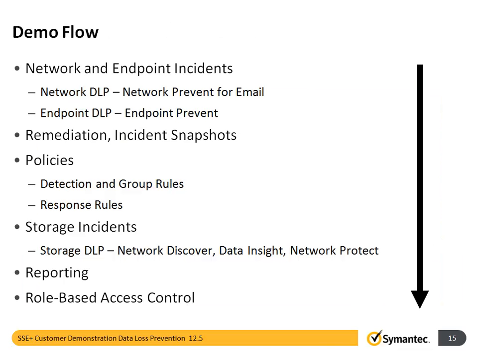Now, in the demo that I'm about to show you, we'll first look at some network and endpoint incidents. Then we'll take a look at how you can remediate incidents, including our very nice incident snapshots where all of the information about a given incident is collected in one place. We'll then dive a little bit into policies, taking a look at our detection and group rules, as well as our response rules. We'll switch gears at that point and go into storage incidents, showing you how Network Discover can scan a repository and identify and quarantine confidential files. Then we'll transition into reporting and finally, role-based access control before we wrap up the demo today.